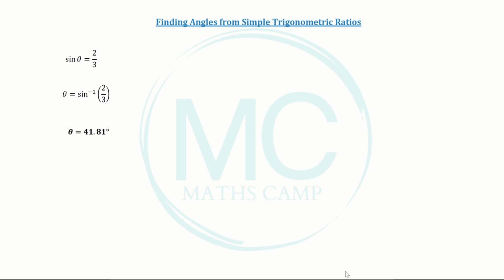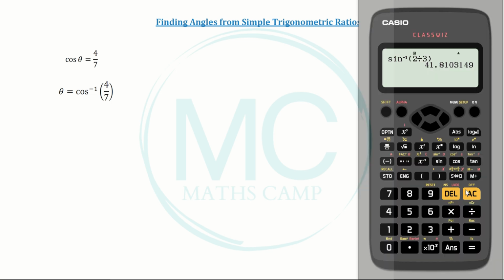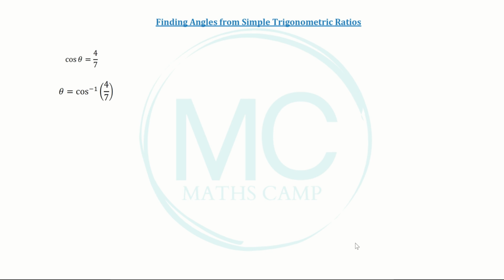Let's do another one. Cos theta is equal to 4 over 7. Let's get theta by itself by moving cos across. So we say theta is equal to cos the -1 multiplied by 4 over 7. Now we can open our calculator and we say shift cos multiplied by 4 divided by 7, close the bracket, is equal to 55,15 degrees, and this is our value for theta.